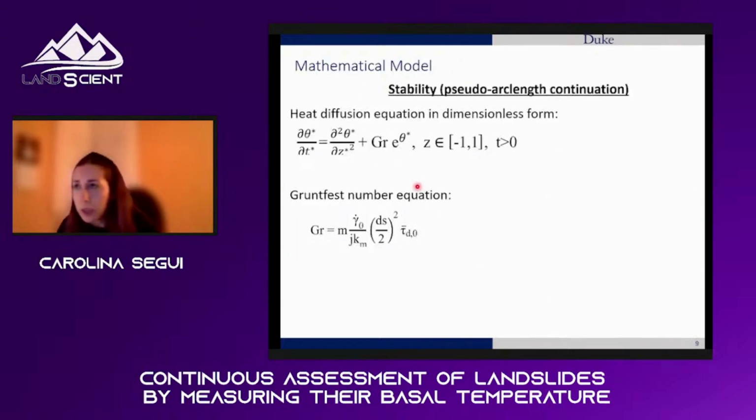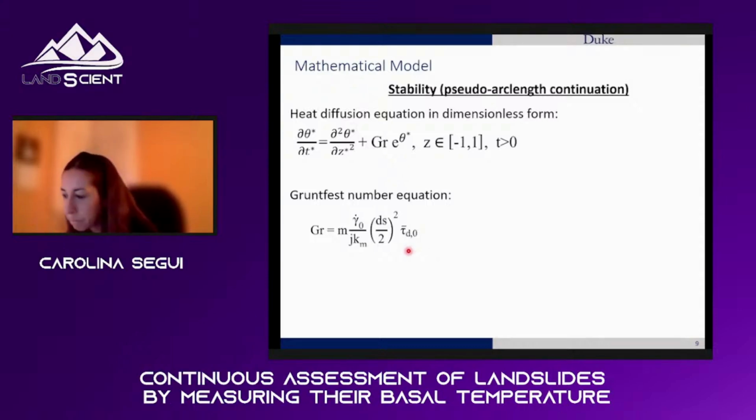Our goal is to study the stability of these deep-seated landslides, to see if we are in the phase of secondary creep or in tertiary creep. We take the heat diffusion equation I just showed you and pass it to dimensionless form for simplicity, where this equation depends on two parameters, the Gruntfest number and the temperature in the exponential. The Gruntfest number is a dimensionless number that takes into account all the values from the material of the shear band, where ds is the thickness of the shear band, and also the external loading that we calculated in our conceptual model A.